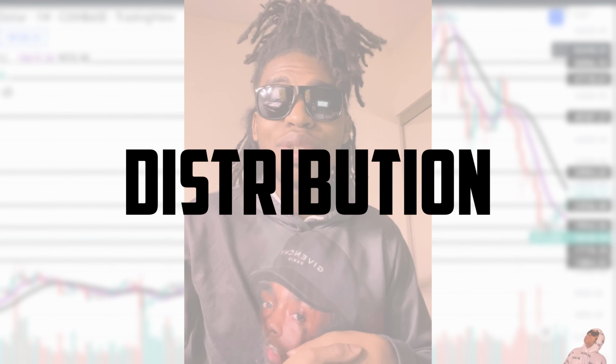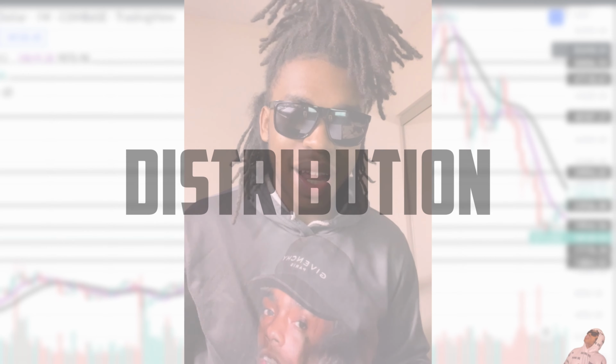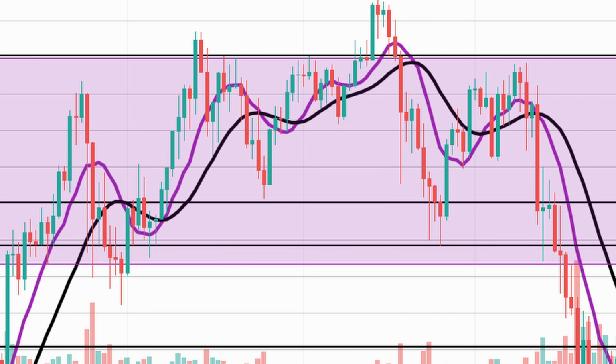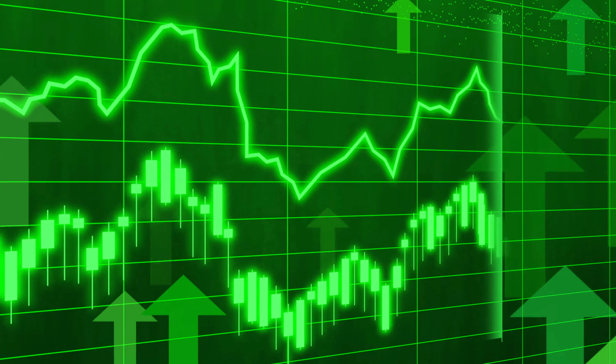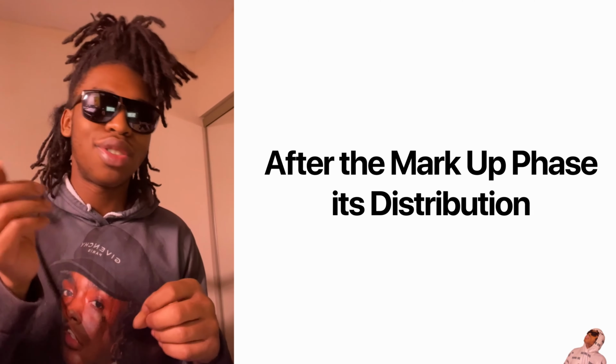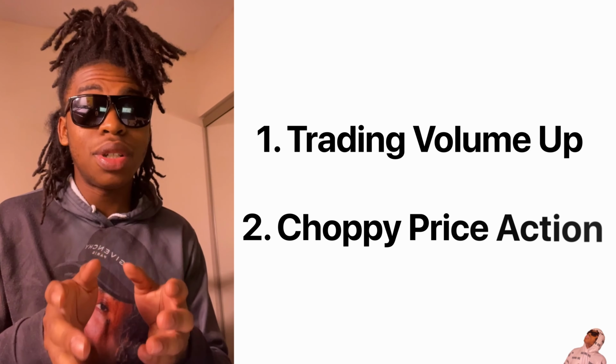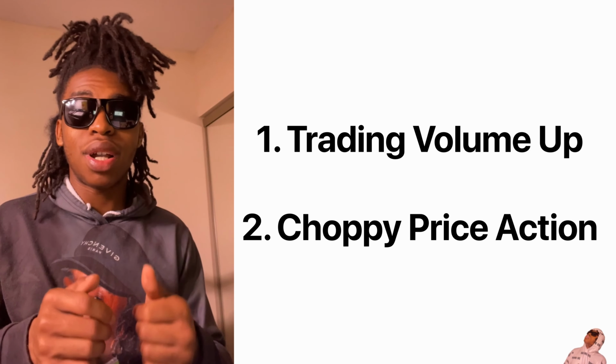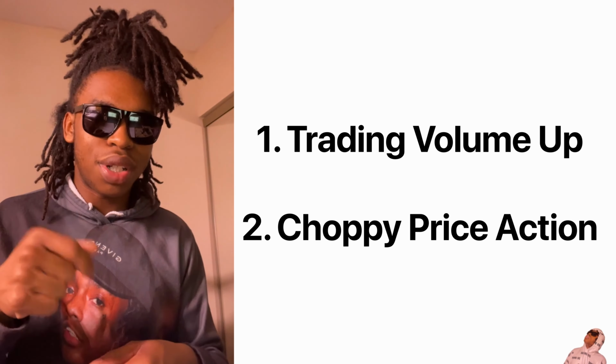Now we get to the distribution phase. After the uptrend, this phase just consolidates. This happens after the long uptrend. So after the market phase, it's nothing but distribution. Everything slows down. Trading volume is still up, but they don't know if they want to push the price higher, or they don't know if they want to push it a little bit lower.